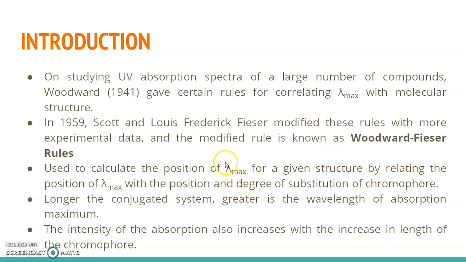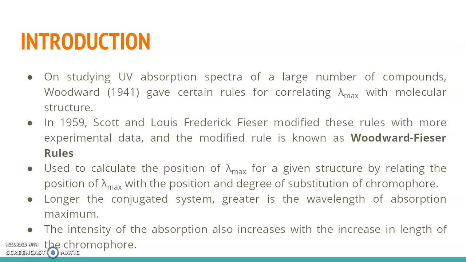I have already defined what is absorption maxima. Absorption maxima is the wavelength at which the maximum absorption takes place. That is known as absorption maxima, and it is also termed as lambda max. The longer the conjugated system, so why is the conjugated system involved here? Since the conjugated system has a lot of double bonds, and these double bonds are the ones responsible for pi to pi star transitions.